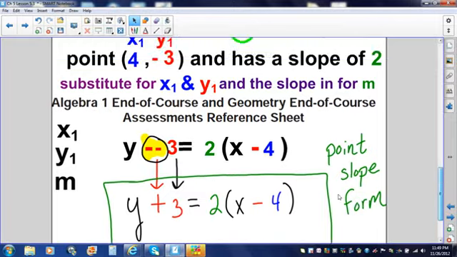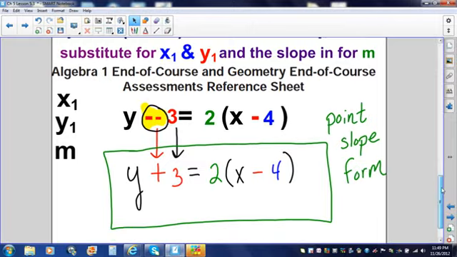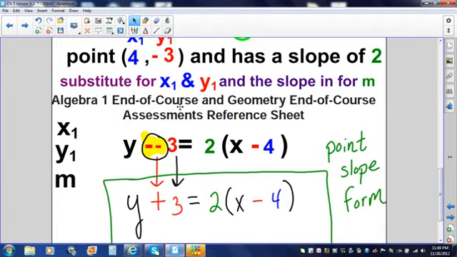So once again, this is our answer for point slope form. We wrote an equation using an ordered pair and a slope. That's all there is to it.